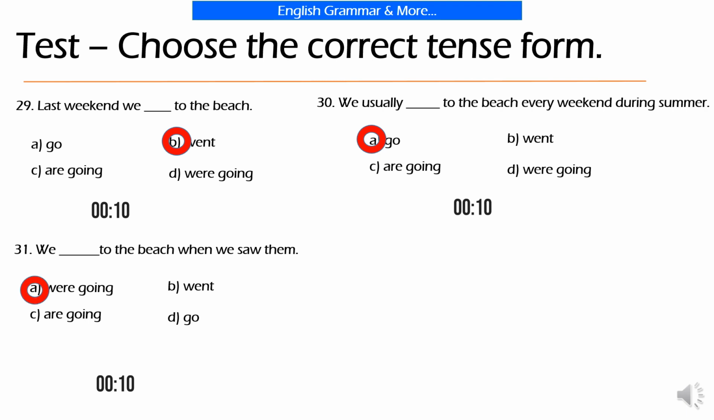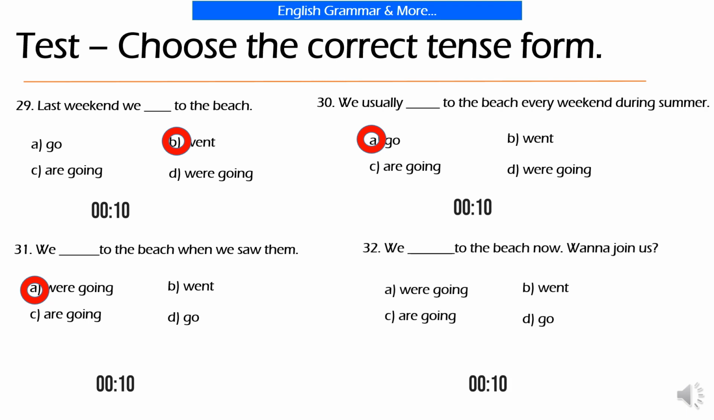The correct answer is A. We were going to the beach when we saw them. Here, from the context given in the clause sentence that also is in the past, when we saw them, we understand that the first action happened in the past and in a continuous mode. Therefore, the past continuous tense is the correct one. Question 32.